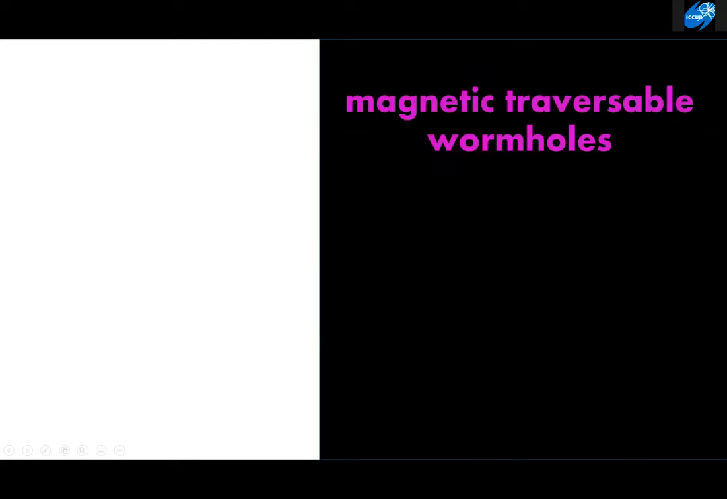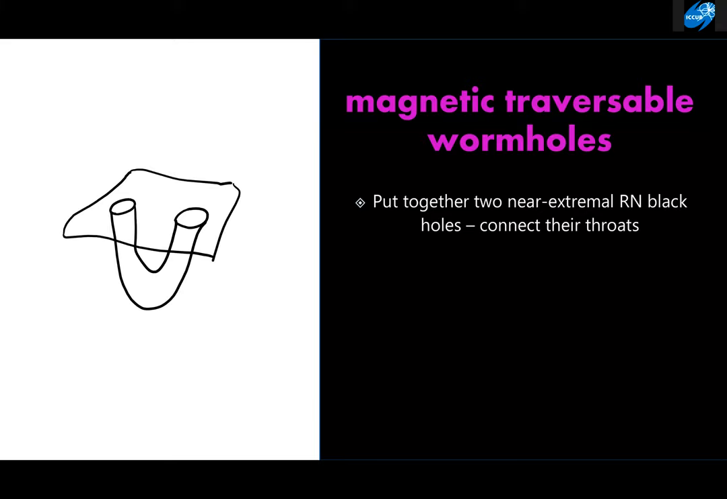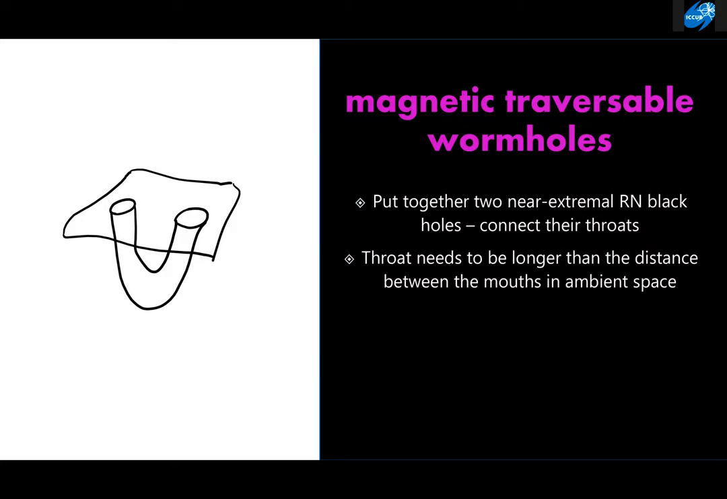And so I'm just going to go through the construction in some steps. So we have magnetic traversable wormholes. And so what we do, we start with two near extremal Reissner-Nordström black holes and we connect their throats. So an artist's impression is something like this. Of course, we cannot connect them just in any way. We have to connect them in such a way so as for the throat to be longer than the distance between the mouths in ambient space. So this is the long throat condition.